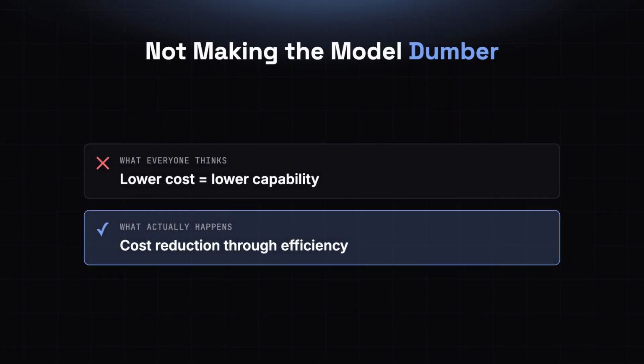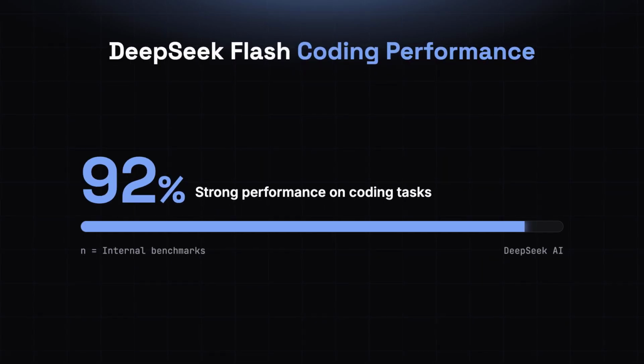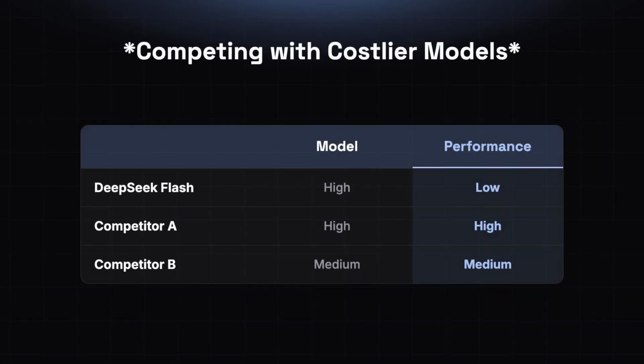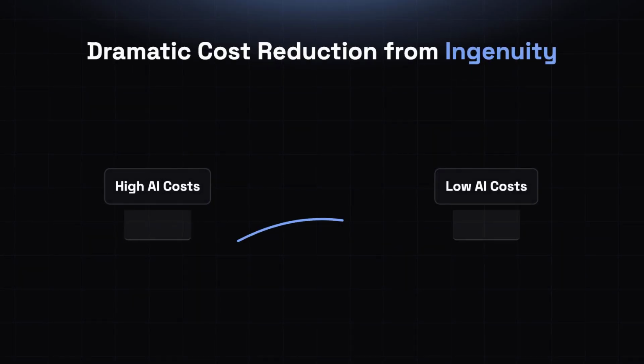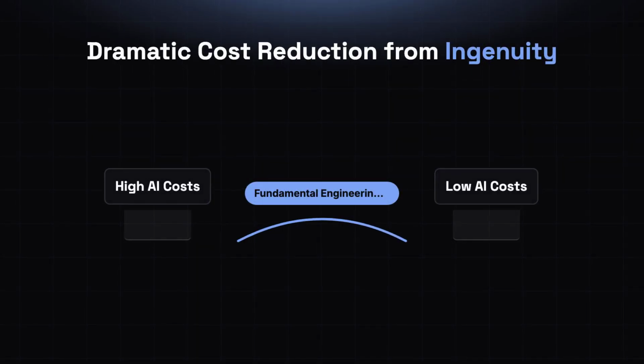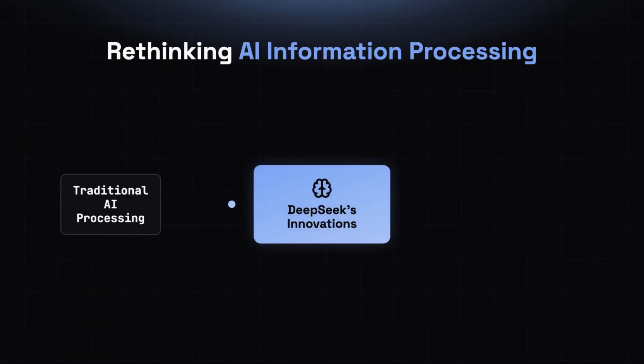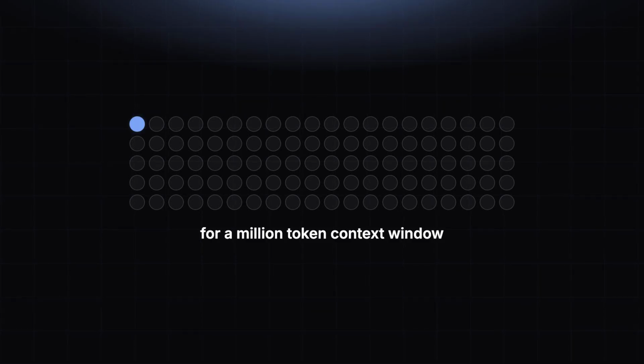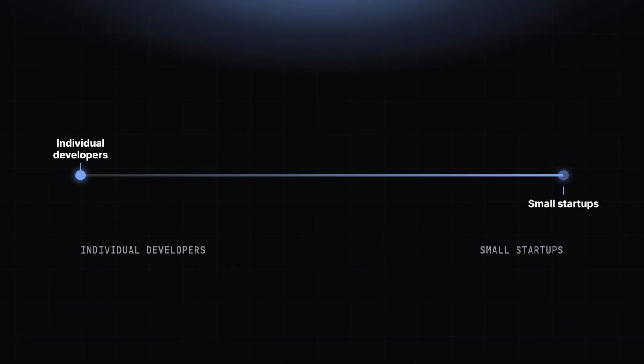This isn't achieved by making the model dumber or less capable. DeepSeek Flash still offers strong performance on coding tasks, often competing with or surpassing models that cost significantly more per token. The dramatic cost reduction comes from fundamental engineering ingenuity, rethinking how AI processes information at scale. A price point of 14 cents for a 1 million token context window opens up entirely new possibilities for AI development. For individual developers and small startups, it makes ambitious, context-heavy applications financially viable.